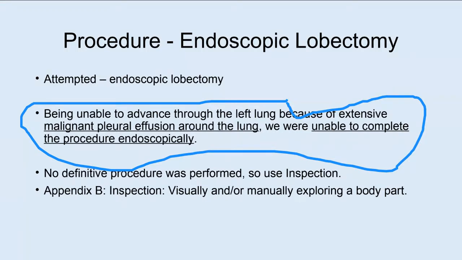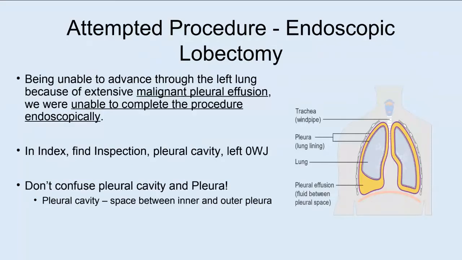So let's double check just to make sure inspection is what we want to do. Go to Appendix B, which defines all the root operations. Inspection is defined as visually or manually exploring a body part, meaning looking around. They're just looking around. So to code for the endoscopic procedure, look at the index for inspection, pleural cavity. The effusion was described as pleural. So in the index, find inspection, pleural cavity, left, and that gives you this one.